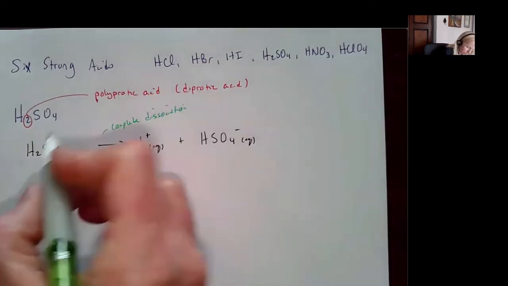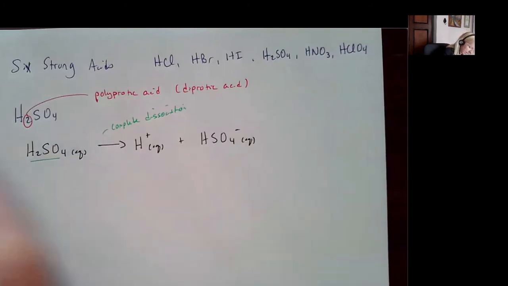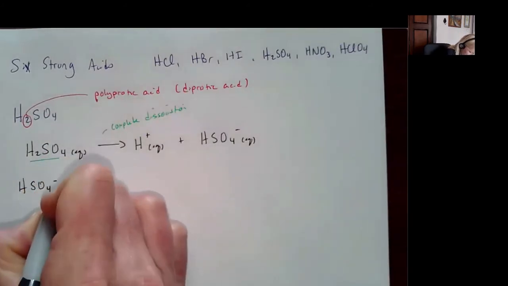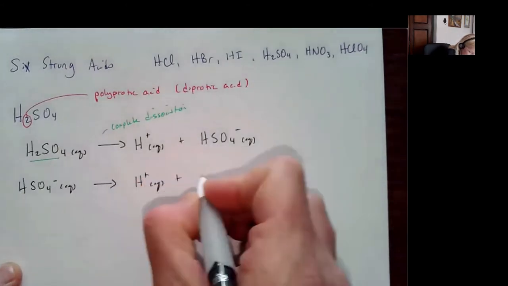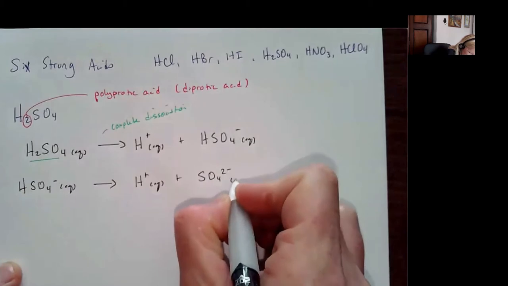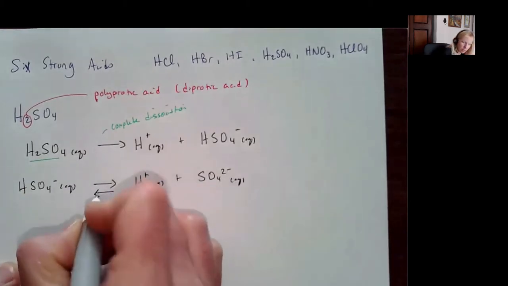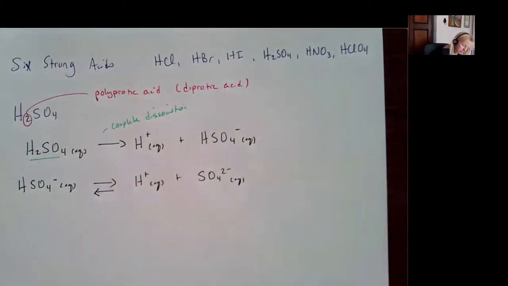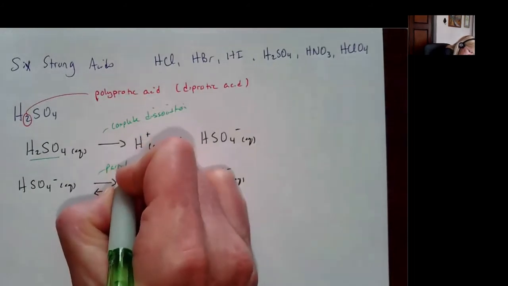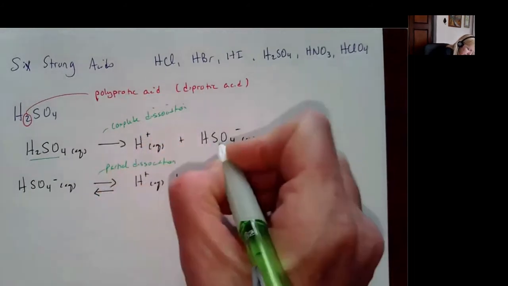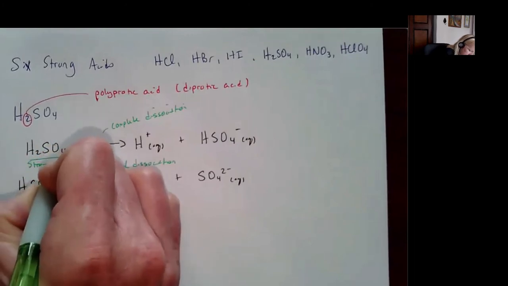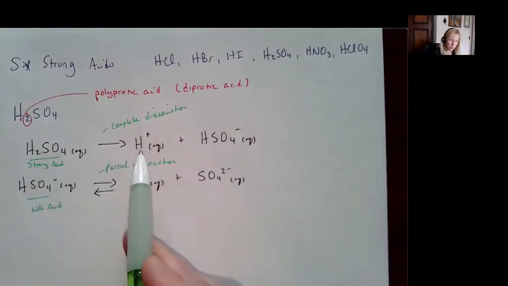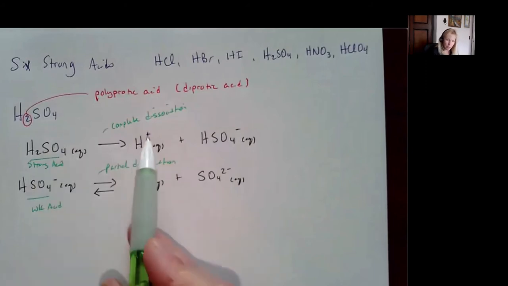That's a strong acid. And then my second step, I'm going to take this weak acid now, and it's going to lose a hydrogen to form SO4 2 minus. But this is a weak step, so I'm going to have an equilibrium here. So this is only partial dissociation. So this is a weak acid. This is my strong acid. So sulfuric acid is only strong in that first deprotonation event. We call that a deprotonation because I've basically removed the proton or hydrogen.